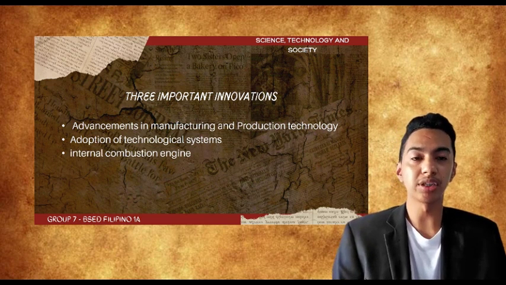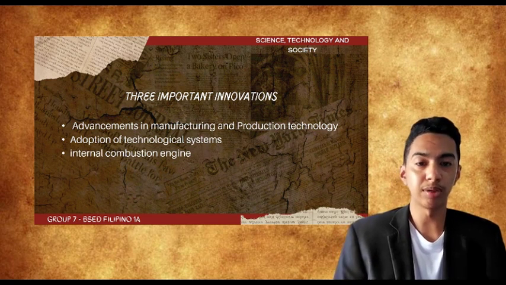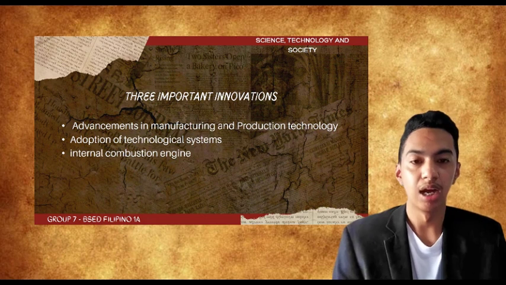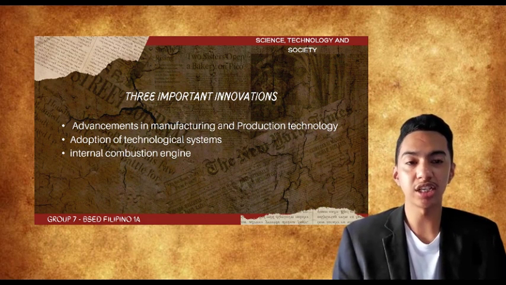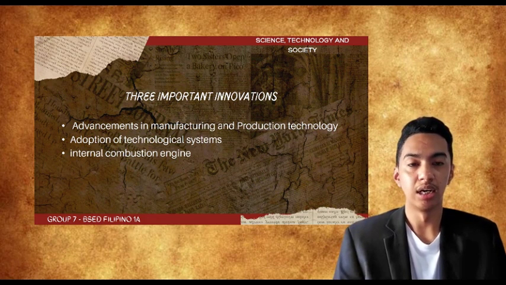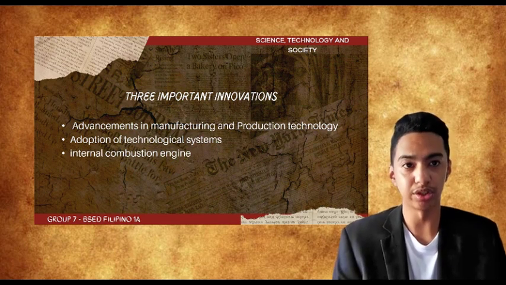These are the three important innovations in the Second Industrial Revolution. Number one is advancement in manufacturing and production technology, the adoption of technological systems, and the internal combustion engine. Those are the three important innovations in the Second Industrial Revolution.